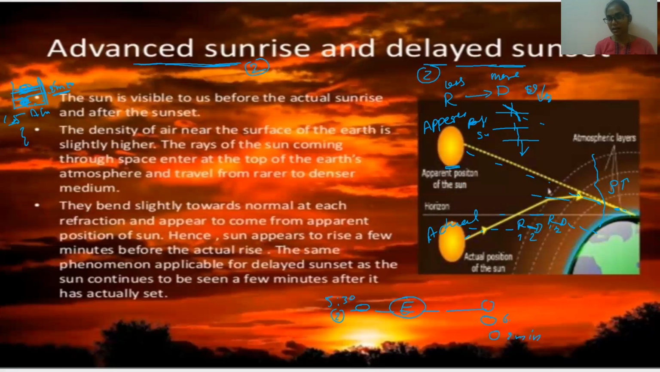It is not that the sun rises also, but 2 minutes before sunrise only we can see the sun because of atmospheric refraction. Do you understand, children? Why?